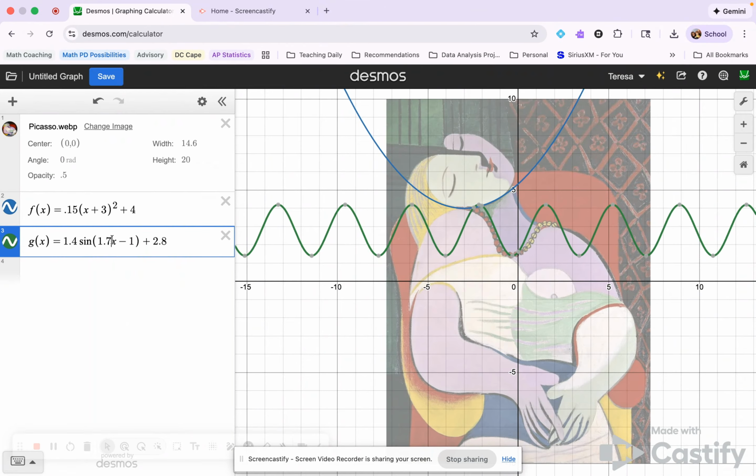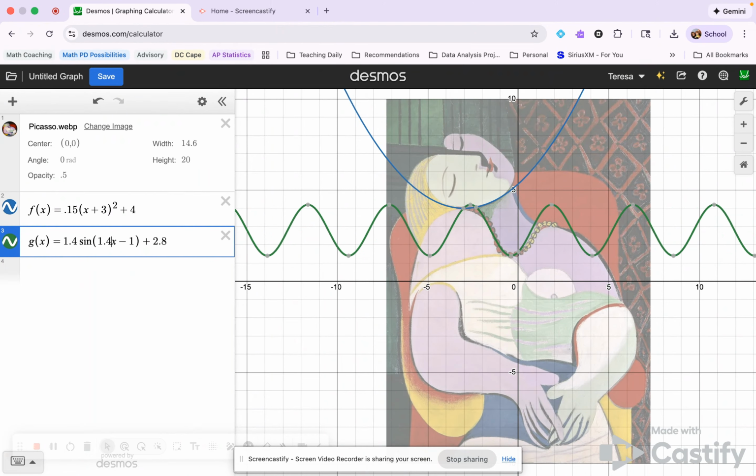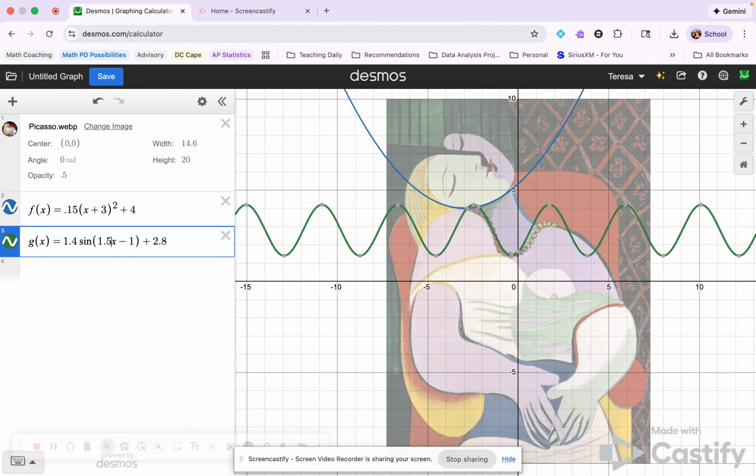Remember, it does not have to be perfect. What your function is doing doesn't have to perfectly match your art piece. It should just give the idea of the art piece that you've chosen. I'm going to play around with this a little bit more. So I just have my general idea of what I want this to look like, and then I'm playing around with the functions until I see something I like.